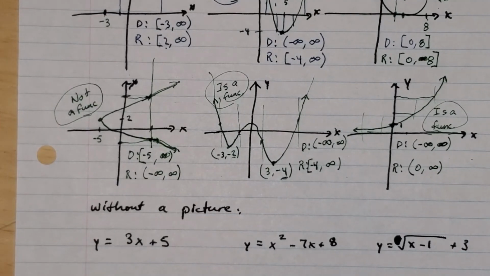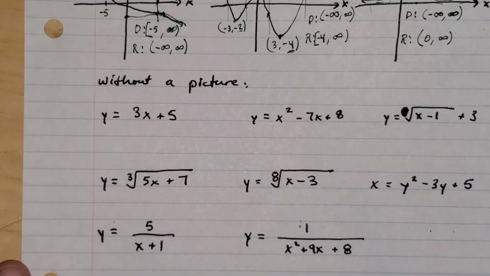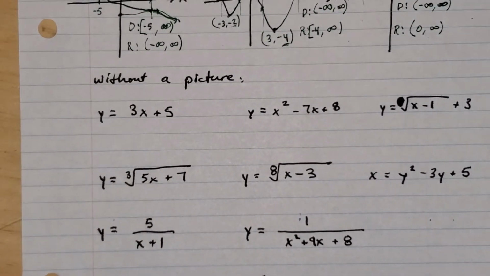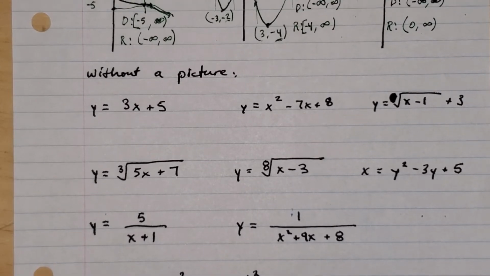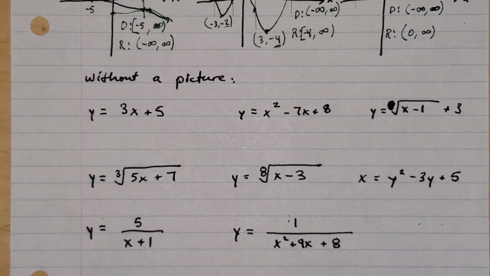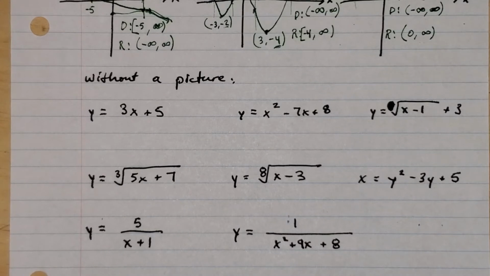Okay, cool. So let's talk about without a picture. Okay, without a picture. And these are a little harder, but I think we can make them make sense. Okay, so without a picture, no picture to go on, nothing to work with. What's our domain? What's our range? Okay, well, ask yourself, go back to our two rules.